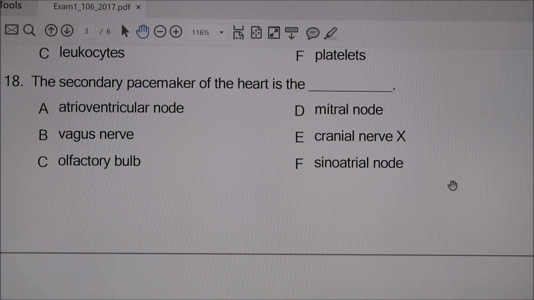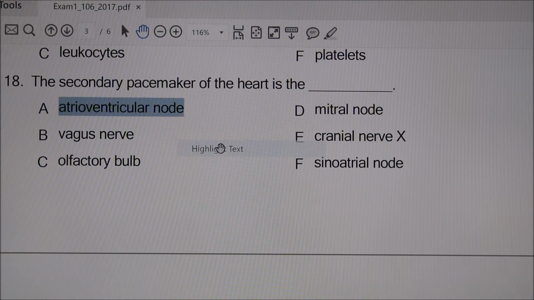Secondary pacemaker of the heart. I think that was in the reading and the videos. Well, A is the atrioventricular node, and that's the right answer. The sinoatrial node was perhaps the first primary pacemaker, but then we have the atrioventricular node as the right answer for the secondary pacemaker. Okay, so this down here is SA node, this is the AV node.